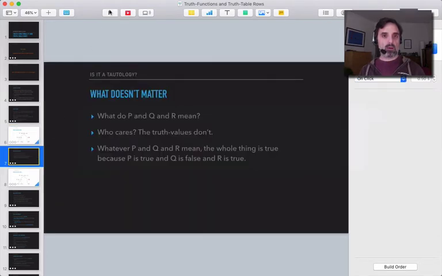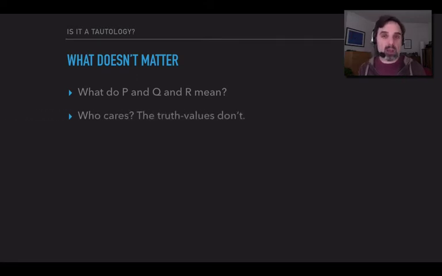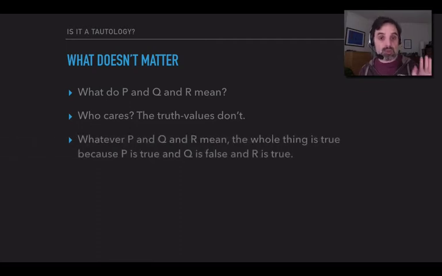Now, there are a couple things that don't matter when we calculate the truth value of that whole sentence, P or Q or not R. What do P and Q and R mean? We don't care, because the truth values don't care. It doesn't matter what P or Q mean to know whether or not P or Q is true. It only matters whether P and Q are true or false. Their truth values matter. What the atomic sentences mean doesn't matter. And same for R. So whatever P, Q, and R mean, we know that when P is true and Q is false and R is true, the whole thing is true.